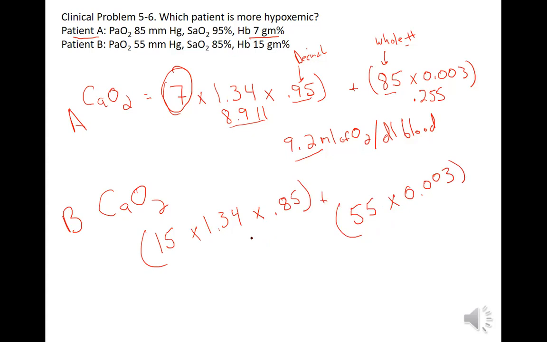You multiply that by the solubility coefficient, the oxygen dissolved in the plasma. And what do you get there? Let's see if I did this right. So the total is 17.3. Yeah, I got the same. That's correct. 17.3 milliliters of oxygen per deciliter of blood. And if the CaO2 range is 16 to 22, this is within normal limits. WNL is within normal limits.